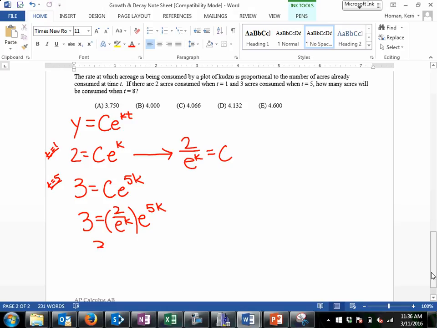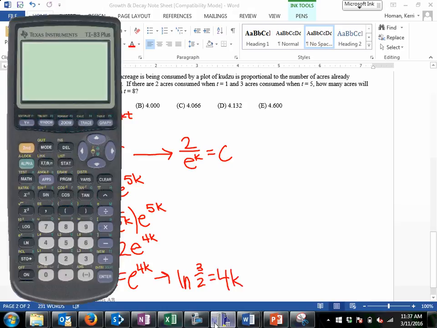I would not say that necessarily. Technically, we're dividing these, right? What do we do with exponents of common bases when we divide? So this becomes e to the 4k. So 3 halves equals e to the 4k, correct? Running out of room here. So the natural log of 3 halves equals 4k. What is k?